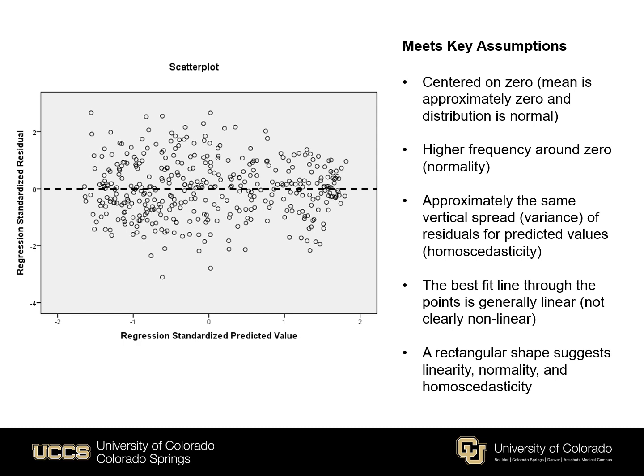And then finally, as a simple and quick approach to inspecting these scatter plots, if you can envision a rectangle fitted around this cluster of residuals, and you see a general rectangular shape, that suggests right away that we have good evidence that we've met the assumptions of linearity, normality, and homoscedasticity.